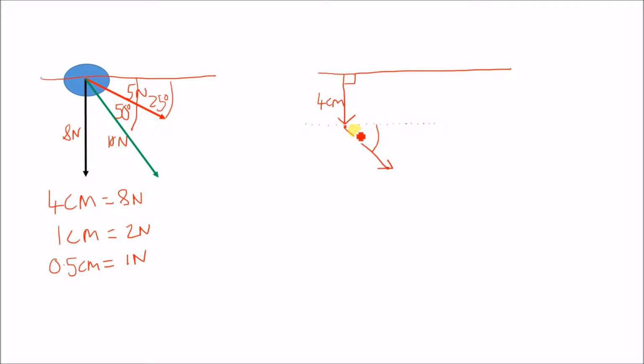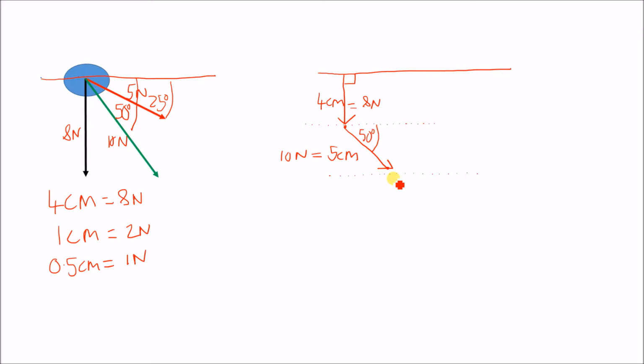That angle is 50 degrees because it's the same as the one here. So that is going to be 5 centimeters because 5 centimeters is equal to 10 newtons. We know that 4 centimeters was equal to our 8 newtons. Now for the final one, because they're all going down, we add them together. So we're going to put that on there.